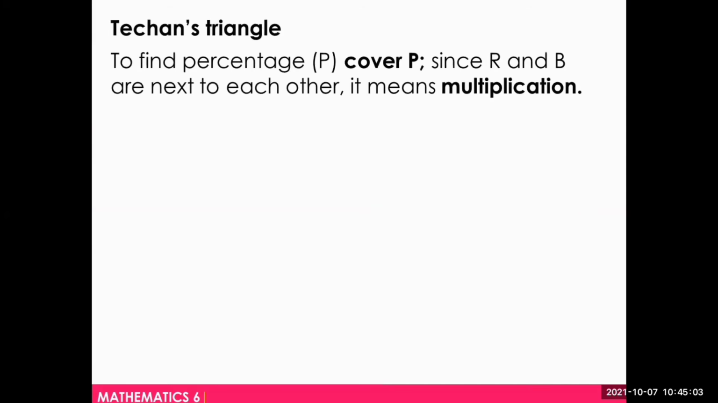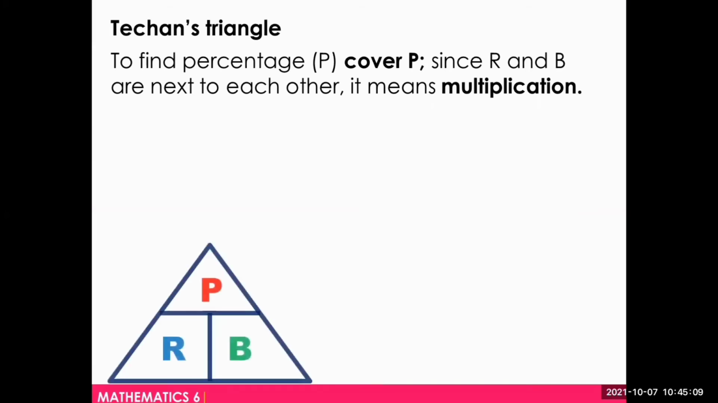Gamit ang Tekans triangle to find percentage or P, just cover P since R and B are next to each other. It means multiplication. So pwede ninyong takpan yung letter P at makikita ninyo yung R at B. Since magkasunod sila, gagamitin natin ang operation na multiplication. Halimbawa, P is equal to rate times base.